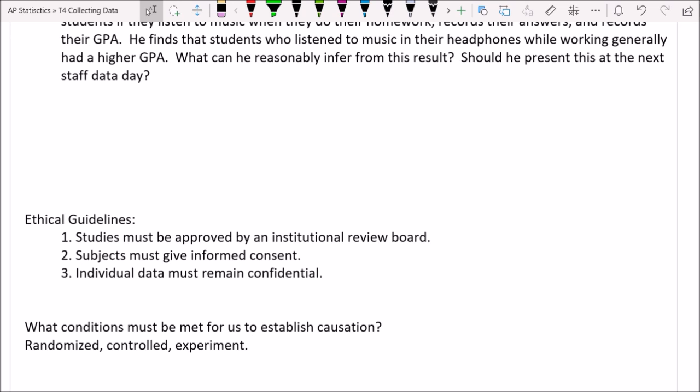If it's not randomized, forget it. In fact, even with sampling, if it's not randomized, forget it. Nobody cares. If there's not a control in your experiment, it's not a very convincing result because you need to establish that baseline. And it has to be an experiment because you have to manipulate one variable and demonstrate that that causes a change in the response variable.